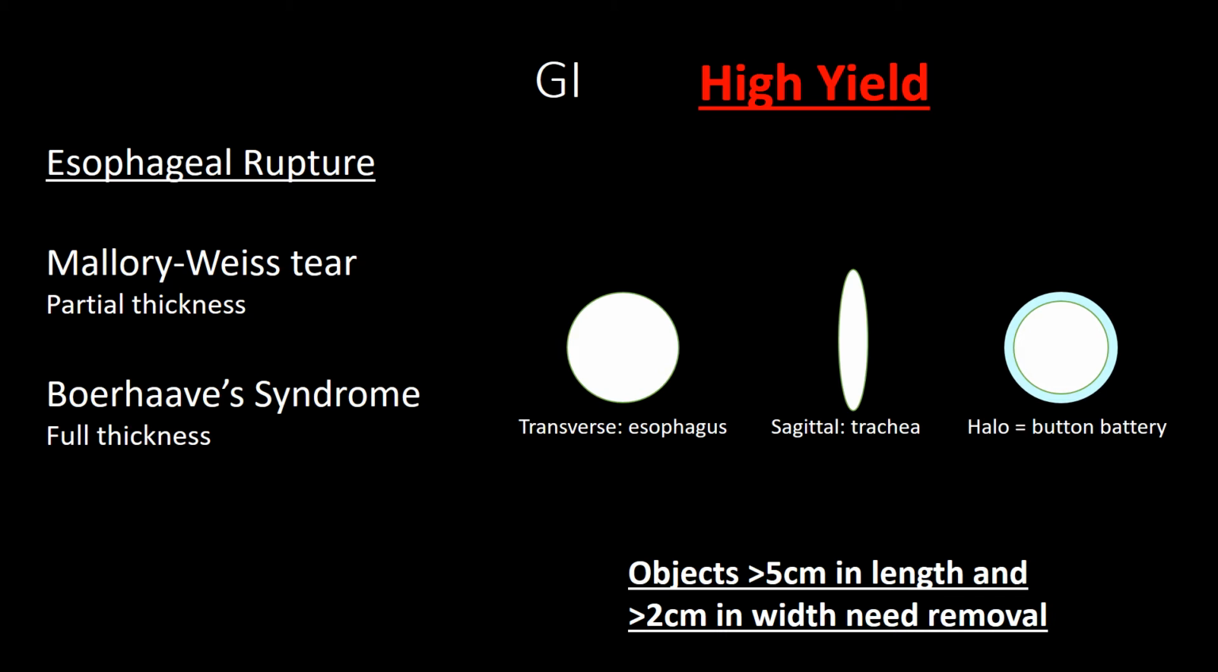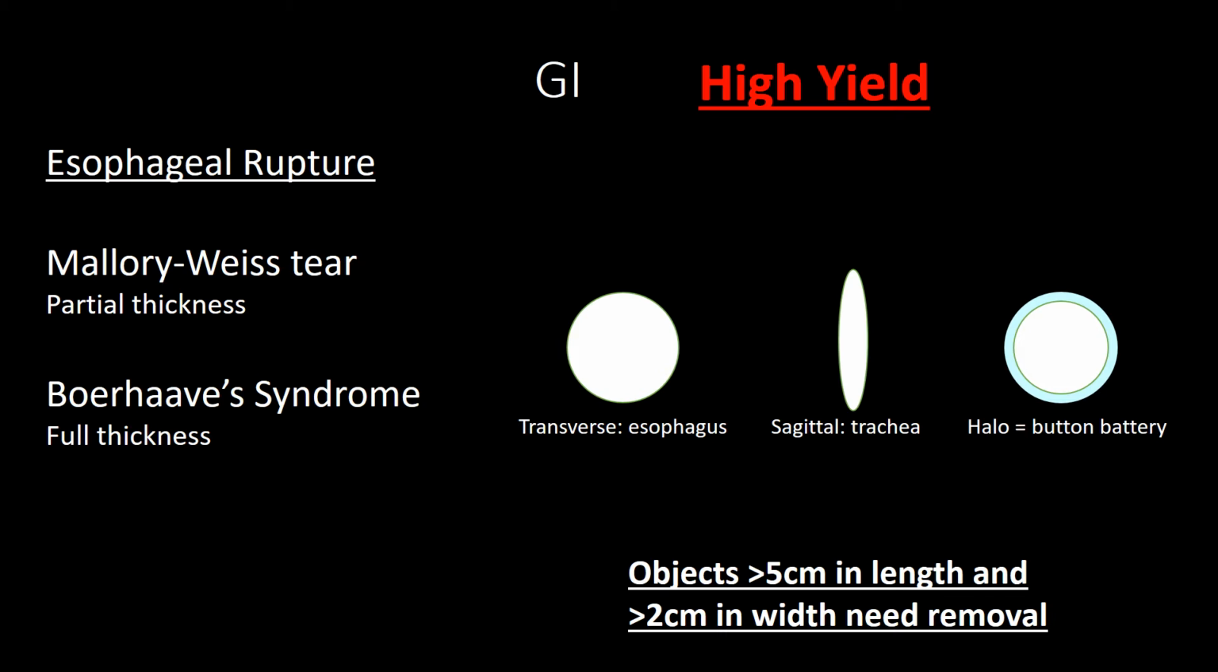If there is a halo or a double rim effect, it's a button battery. These need to be removed from the esophagus immediately. And the same thing for sharp, pointy objects. Even if their radiographic workup is negative, you need to perform an endoscopy. And then the ileocecal valve is the most common site of perforation.